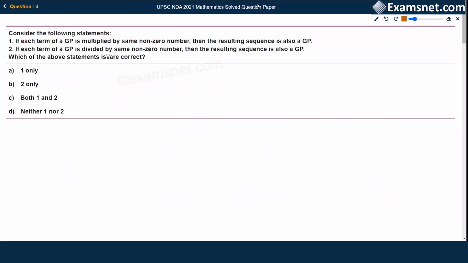Question number 4 states that consider the following statements. There are two statements given. 1. If each term of a GP is multiplied by same non-zero number, then the resulting sequence is also a GP. 2. If each term of a GP is divided by same non-zero number, then the resulting sequence is also a GP. Which of the above statements is or are correct? Okay, so we will discuss these two statements separately. First of all, let me tell you, multiplying or dividing with a non-zero number doesn't change the common ratio of the GP.